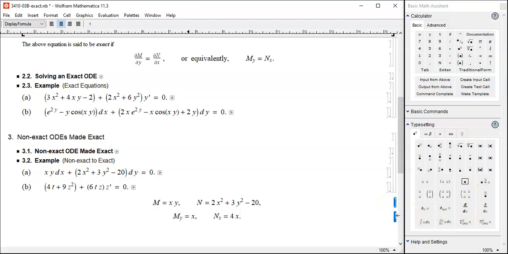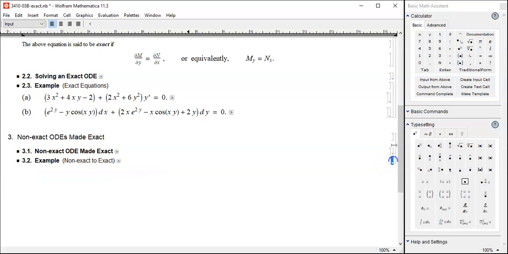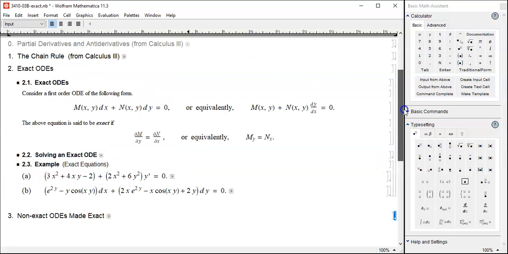This problem says non-exact ODEs made exact, so these examples are going to be non-exact, but somehow you'll have to work those out and use an appropriate method and make those into exact equations, and then you can go from there. But that's something we're going to discuss later. As for these two problems, they're coming from the sections on exact ODEs, so they're going to be exact. You can check those. And how do you check those? Well, we did this one, but this one I'm leaving to students.